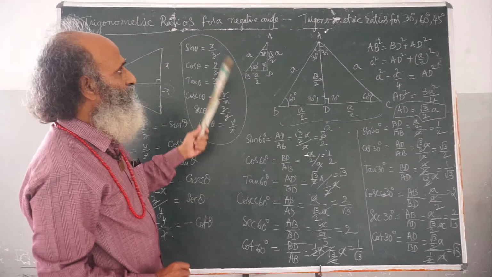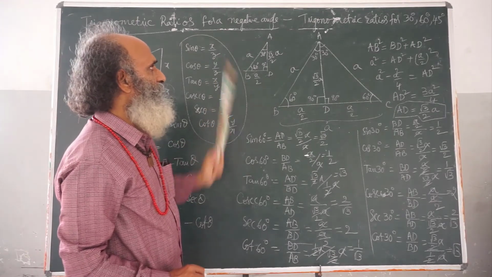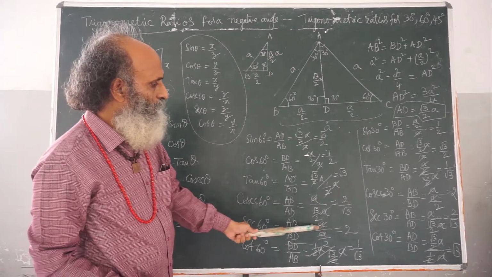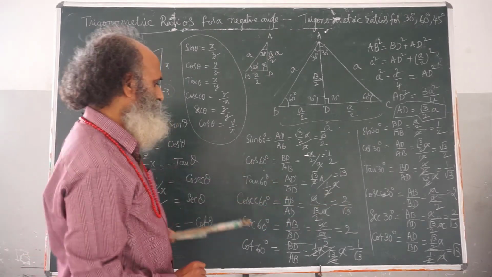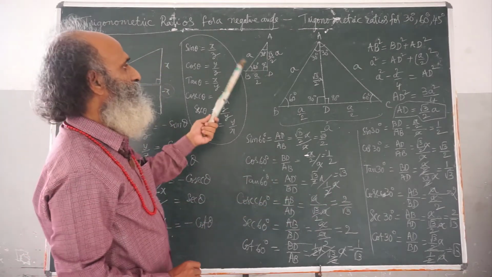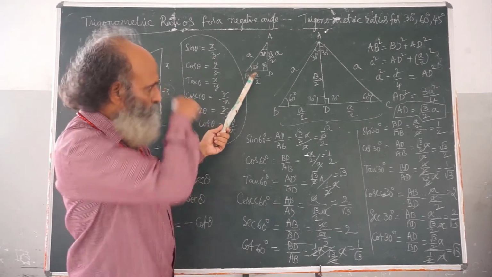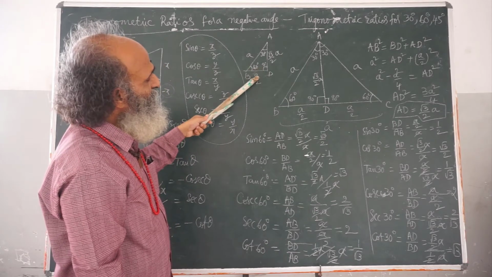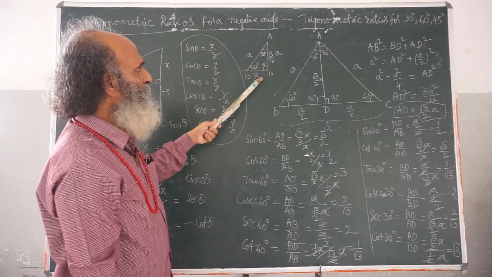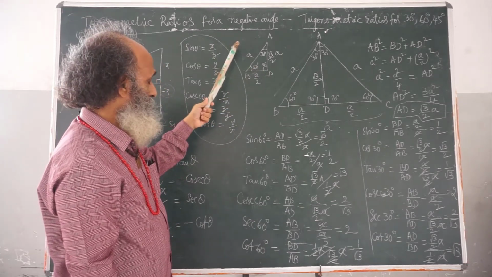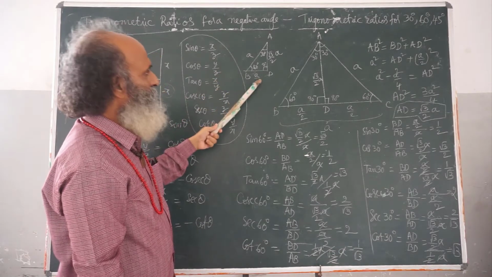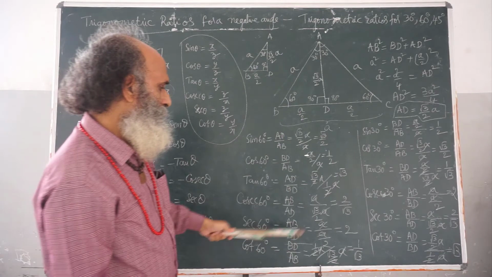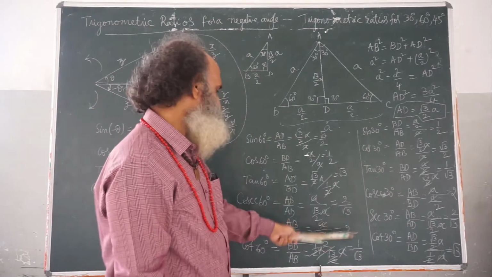Cosecant 60 is hypotenuse by opposite side. So AB by AD, that is A by root 3 by 2A, 2 by root 3. Secant 60 is hypotenuse by adjacent side. AB by BD, A by 2 by A, that is 2.